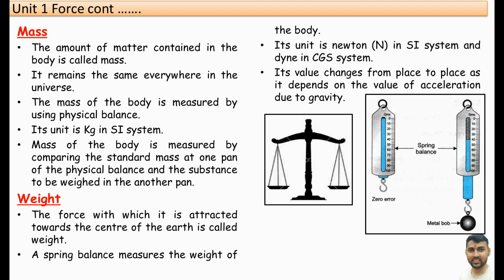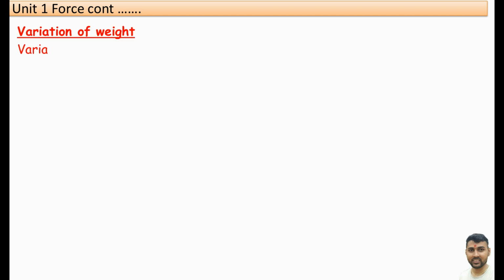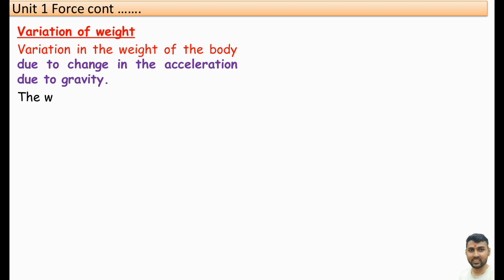We know the formula: weight W is equal to m into g. Okay, weight W is equal to what? M into g. It means weight depends on acceleration due to gravity. As the acceleration due to gravity changes, the weight of the substance also changes.